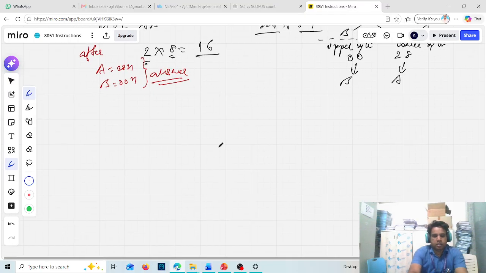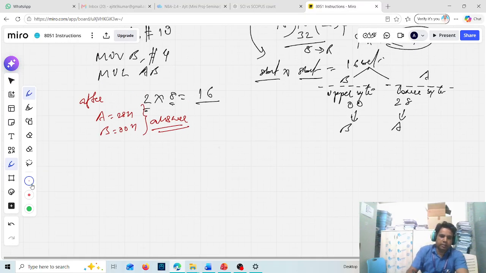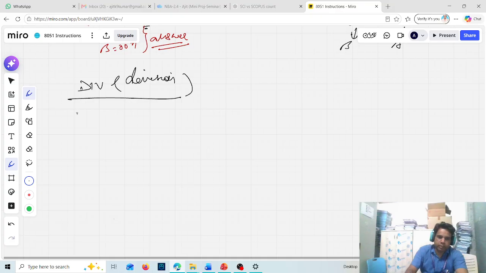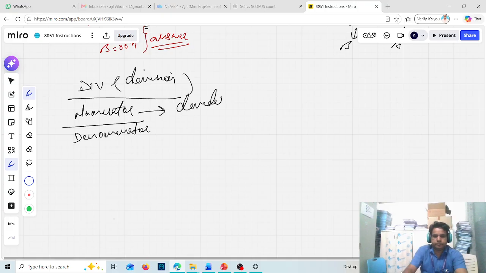Okay. So now similarly we have another instruction which is called div. Div means division. So in the division instruction, we divide the numerator by denominator. We have two things in the division: numerator divided by denominator. This numerator is also called dividend, and this denominator is called divisor.